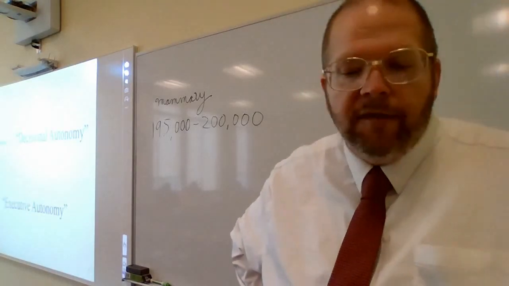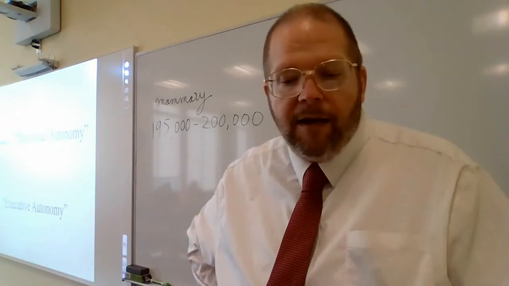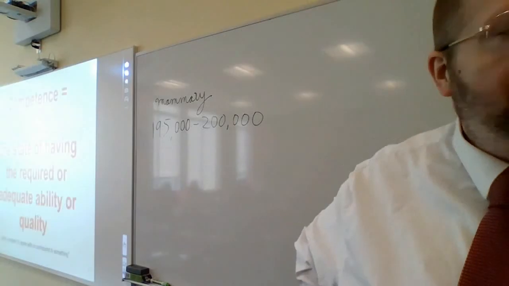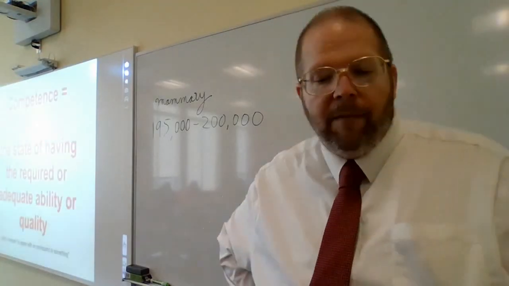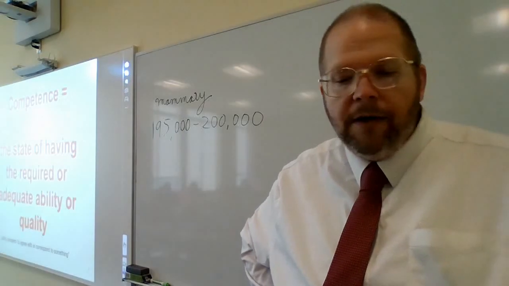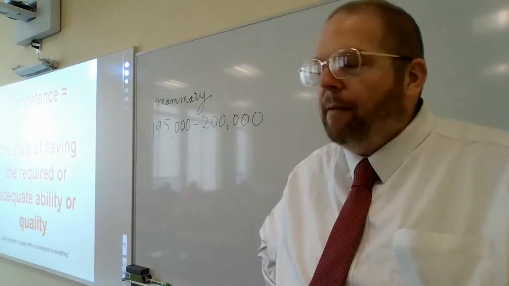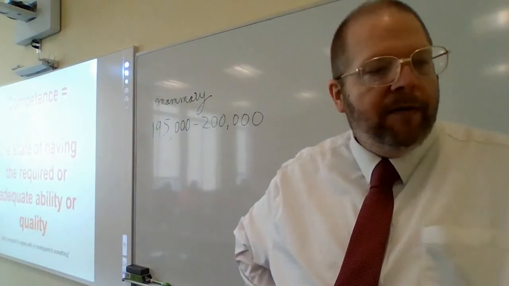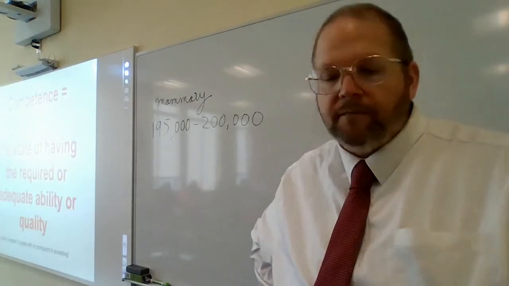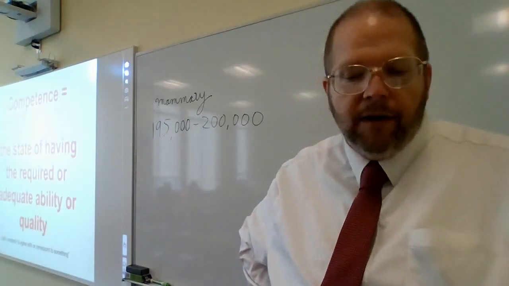These two considerations of decisionality and executiveness underlie the concept of informed consent, but they also pertain to competence. Maybe I didn't give you a definition, so I gave it here. I think I mentioned competence in a previous lecture, but I didn't give a definition. Competence is the state of having the required or adequate ability or quality. You have what you need to do something. You're competent. Competo: to agree or correspond with something. Yes, you have the corresponding ability. You have the ability to make a decision and carry it out.